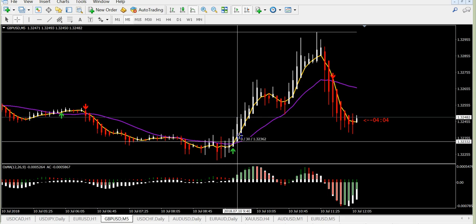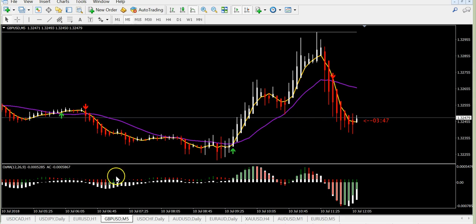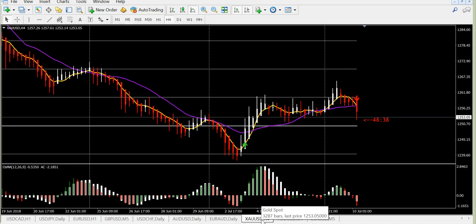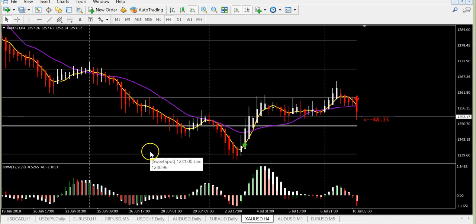Here we can take a trade, 6 minutes for binary, or here the first take profit, 30 pips, or we can keep it until here, 40 pips, because here we get an arrow. But the best results, of course, we can get on a higher time frame, especially for Forex. So this is gold. This is gold.